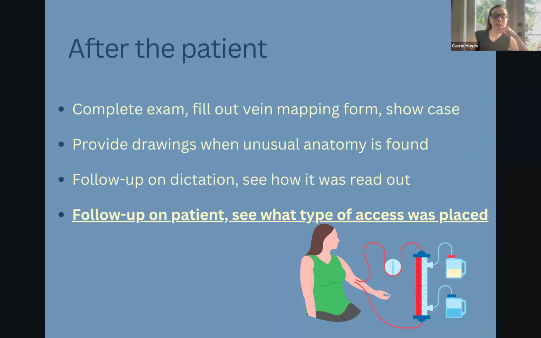Drawings, when unusual anatomy is found, are going to be huge. Sometimes it's hard for folks to make that translation from what is being seen in the ultrasound images to what it's actually looking like on the arm. Follow up on the dictation, see how they read that out. And then this is how I learned: follow up on the patient, see what kind of access was placed. That really helped me, and I thought that was a big part of my learning, knowing, okay, they picked this artery, they picked this vein, this is the location. It helped me to be more helpful to them in future mappings, okay?